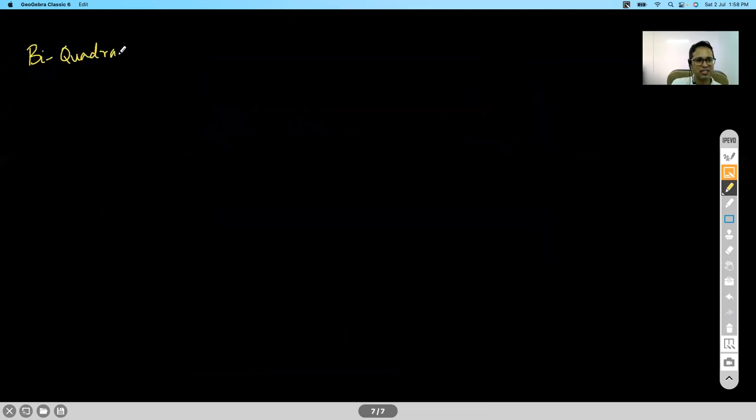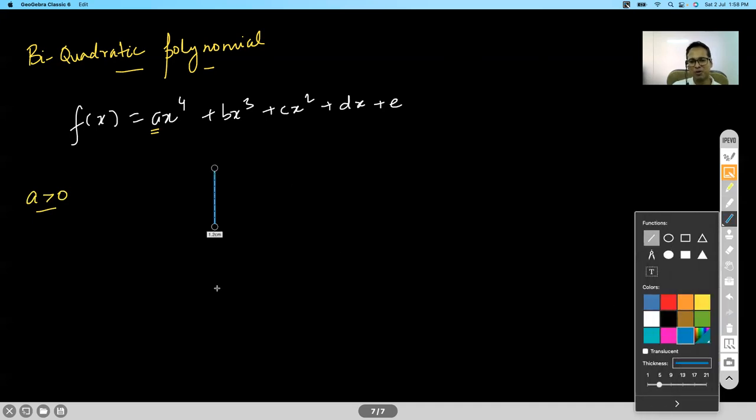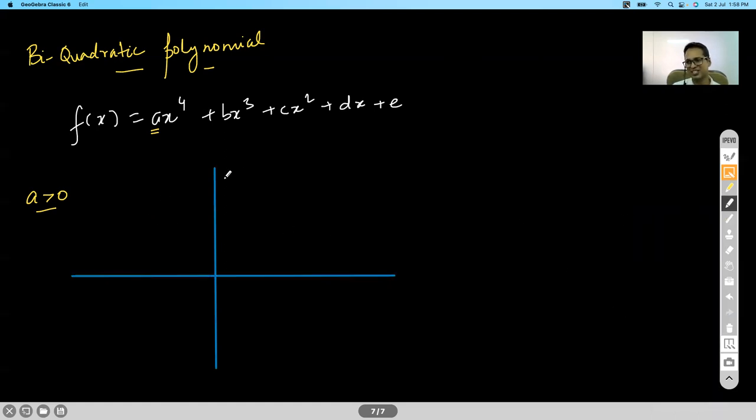Biquadratic polynomial. How does a biquadratic polynomial look? It's a fourth degree polynomial equation, so something like this is a biquadratic polynomial. Again, this A has a very vital role to play in deciding the graph. If A is positive, a biquadratic polynomial graph will roughly, and mind you, I'm using the word roughly, not exactly, because it all depends on A, B, C, D, and E, but what I'm showing you is a generic picture of a biquadratic graph. It will look like this. I'm just drawing a rough version.